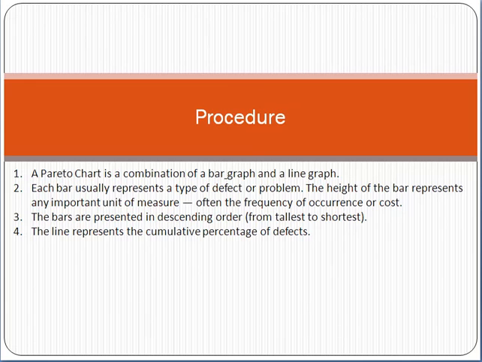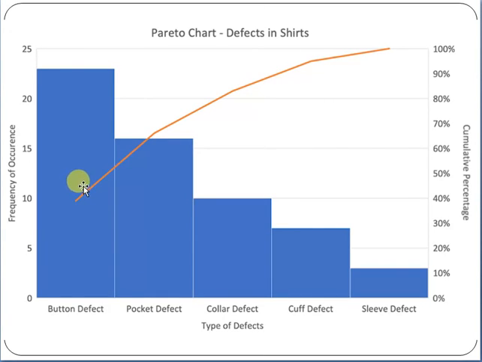Then friend, what is the procedure? A Pareto chart is a combination of a bar graph and a line graph. Bars usually represent a type of defect or problem. The bars are presented in descending order, and the line represents the cumulative percentage of defects. This line basically represents the cumulative impact of defects. This line is the cumulative defects, and these are the bars. Bars are the types of defects, and the line is the cumulative impact of defects.